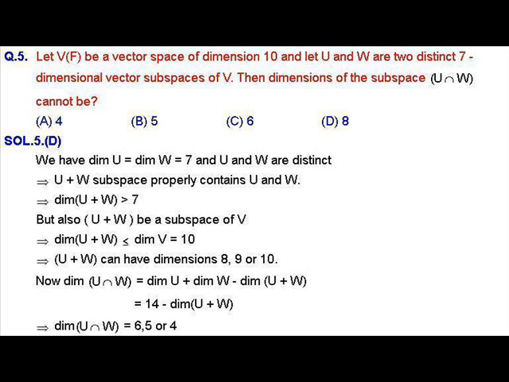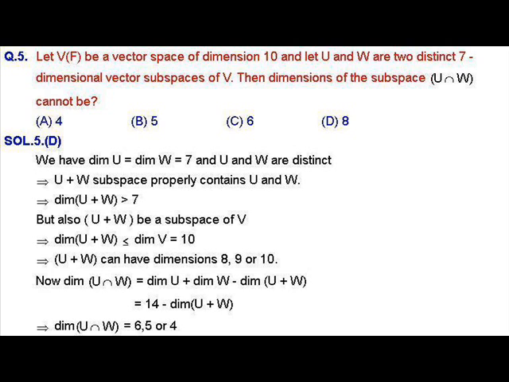Now, U and W are subspaces, so that implies U plus W is also a subspace of V. In fact, here U and W are distinct, so U plus W is a subspace that properly contains U and W. So it is clear that the dimension of U plus W cannot be 7. That is, it will be greater than 7.